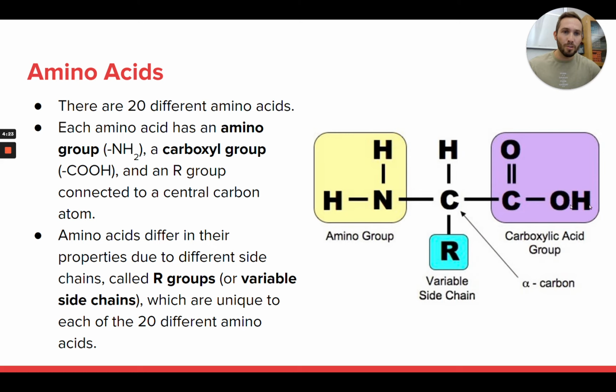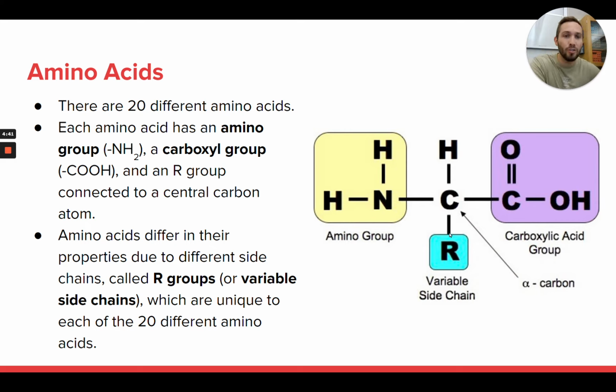This amino group and carboxyl group, we actually looked at those in the unit 1.1 notes when we talked a little bit about organic chemistry. These are some of those functional groups that I pointed out, and you guys do need to know these. You need to be able to recognize that this is the amino group, this is the carboxyl group, and those 2 groups are found in amino acids.